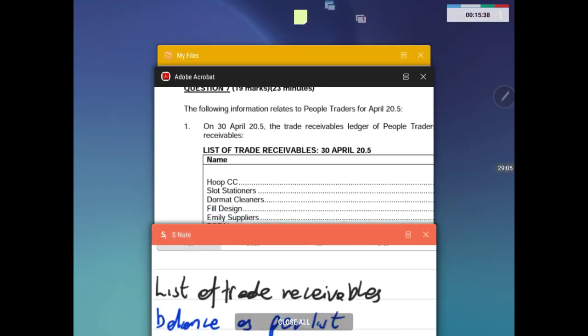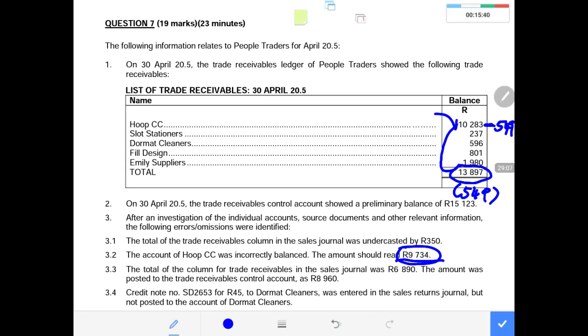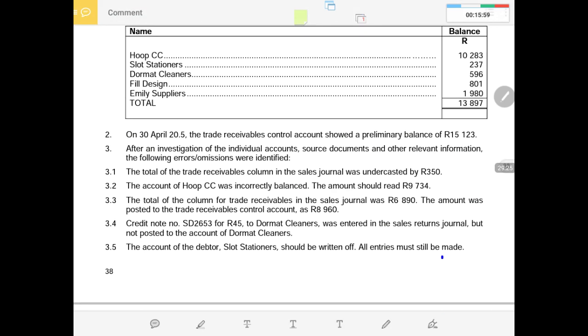Now remember, it was only the account of that customer, and if that is the account, remember the trade receivable control column is not affected. They said nothing about it. So that means it's only the account of the customer, as they specify, that was incorrectly balanced. We go to now number 3.3.